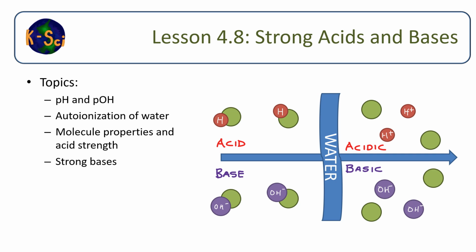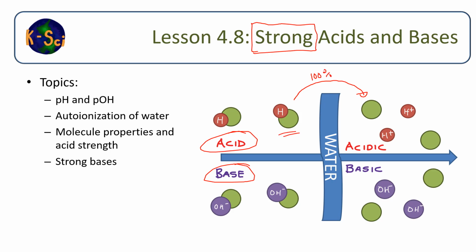Hello there. In this lesson, we're going to learn about strong acids and bases. And so the operative word there is strong. Strong means that the degree to which the acid or the base ionizes or dissociates is very high, as in 100%. So when you have a strong acid, 100% of the acid molecules will ionize. And if you have a strong base, 100% of the basic ionic compound will dissociate.